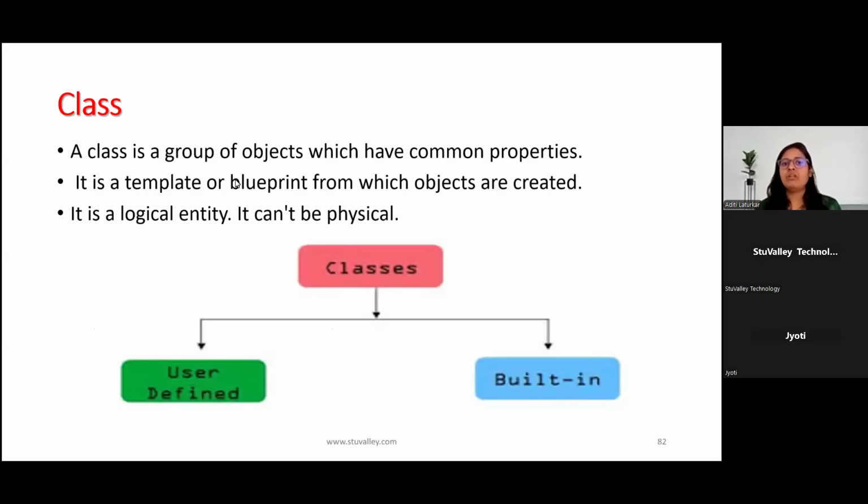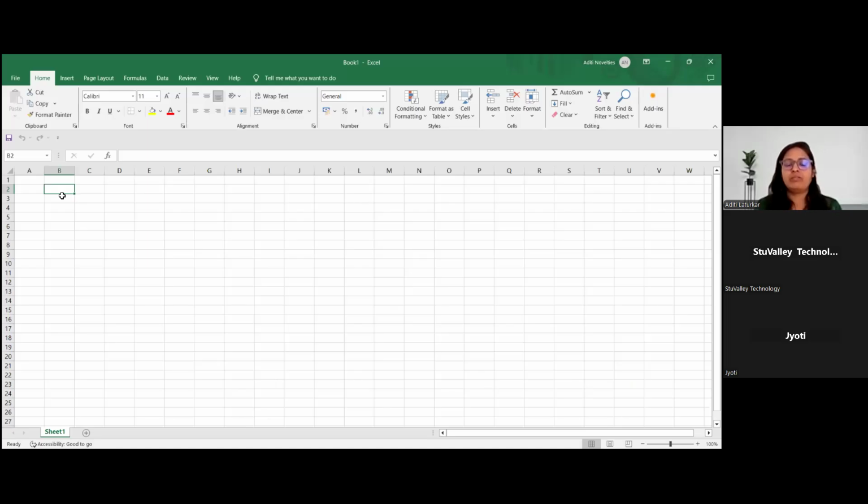So first of all, what is a class? A class is a group of objects which have common properties. Basically, what is class, that we will see. So if I tell you that I want to create one format, for example, I want to see the students enrolled for any course, what I will do, I will create one Excel file or a table.